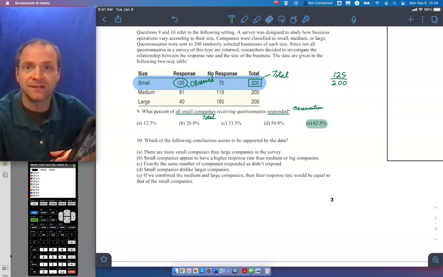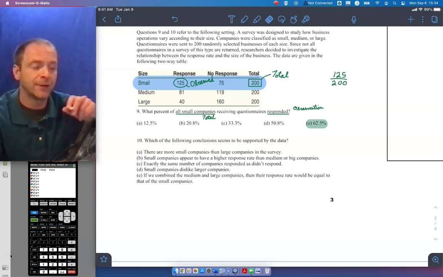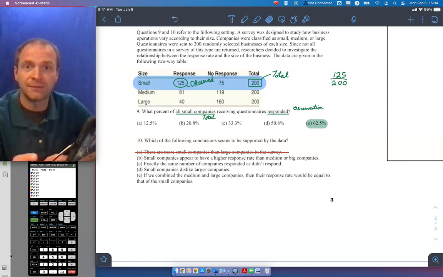So choice A says there are more small companies than large companies in the survey. Now I can cross that one out right away because both the prompt and the table tell me that 200 were used from all sizes, small, medium, and large. So that's wrong. Choice B: small companies appear to have a higher response rate than medium or big companies. Not sure about that one. I'm going to have to keep that in mind. You know what? I'm going to do some calculations. I'm going to hold that one.